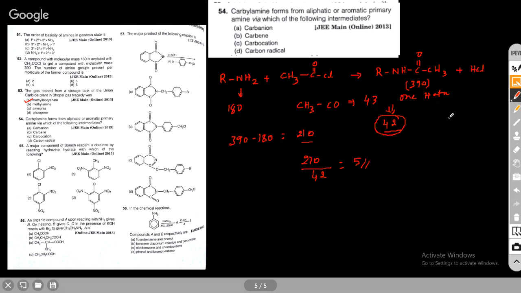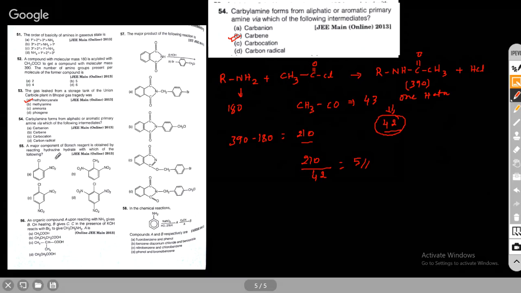It is the carbylamine reaction. 54th, I have done this mechanism in the class. You can go through. Carbylamine reaction, aliphatic aromatic primary amine via which of the following intermediates? It is formed by carbenes. The intermediate will be carbenes here. I have done this mechanism in the class. You can go through with your notes. So I'm not doing it again. All of you have already done this. So next one, 55.